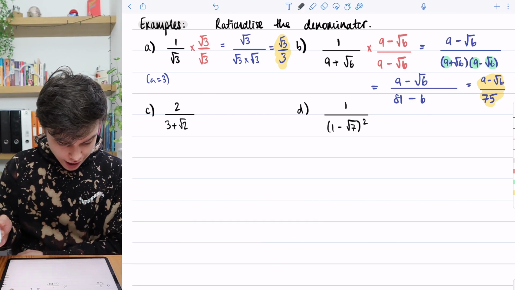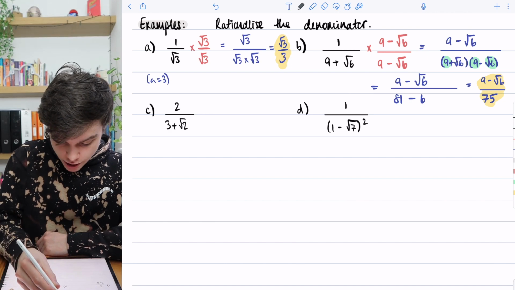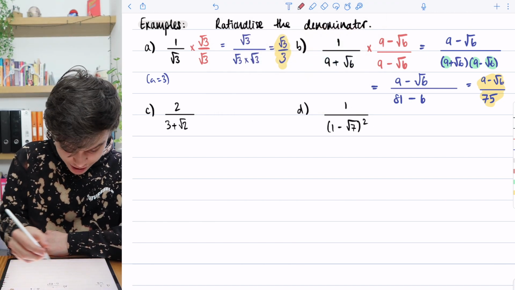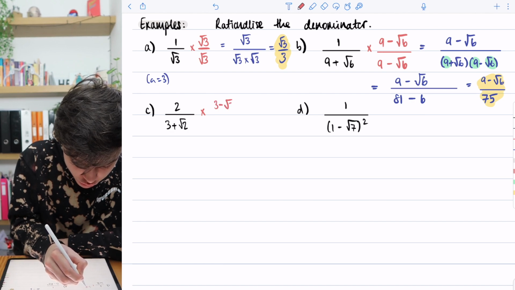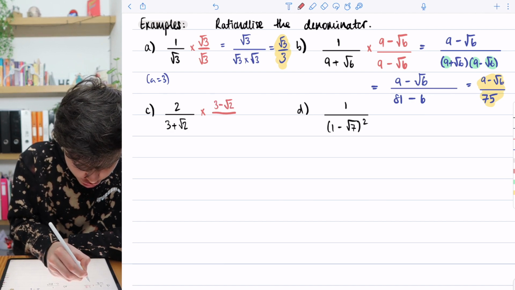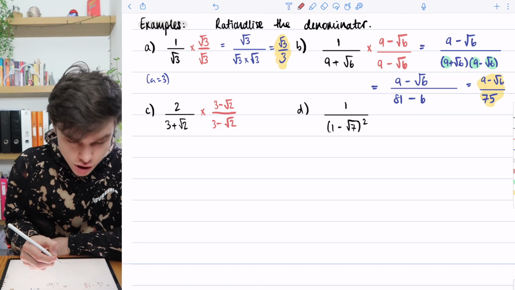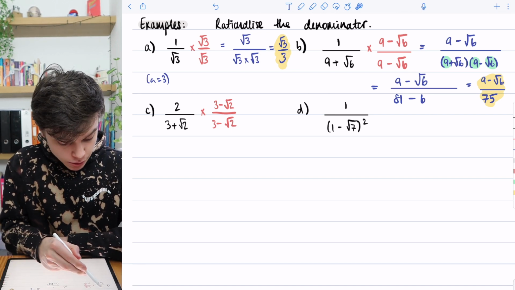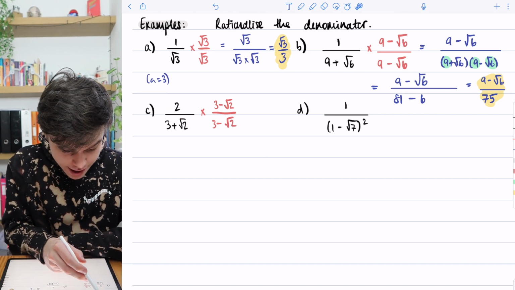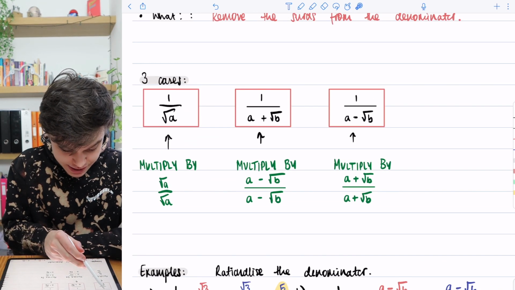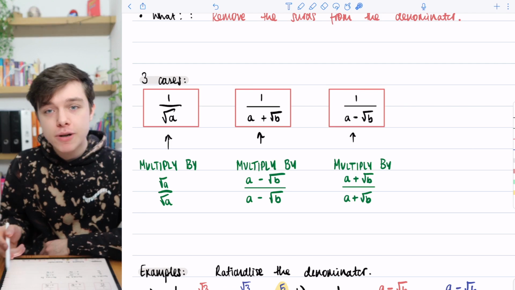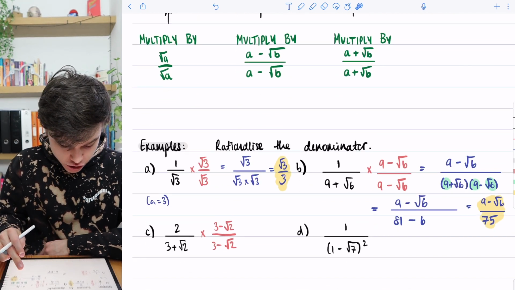Okay, let's have a look at C. I'm going to multiply top and bottom, and I'll do it in red again, by 3 minus root 2 over 3 minus root 2. Now don't be alarmed that we've got this 2 on the top here. Here we all had 1s, and in our cases here we had 1s. It doesn't actually have to be a 1, that was just the form of the fraction.